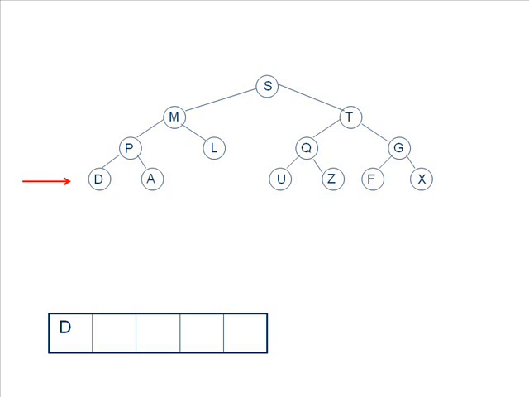Now we process D, then the right child node of this small subtree DPA, which is A. We process A, then the root of this subtree is P. So we traverse P. So this small tree has been processed.